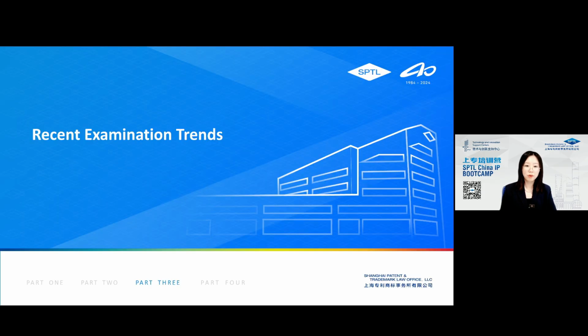So, with these strengthened honesty obligations in place, CNIPA has begun to incorporate them directly into its examination practice. In other words, the updated requirements are now reflected in the examination trends. This brings us to the next section, where we look at how these new standards appear in the actual examination of non-use cancellation actions.